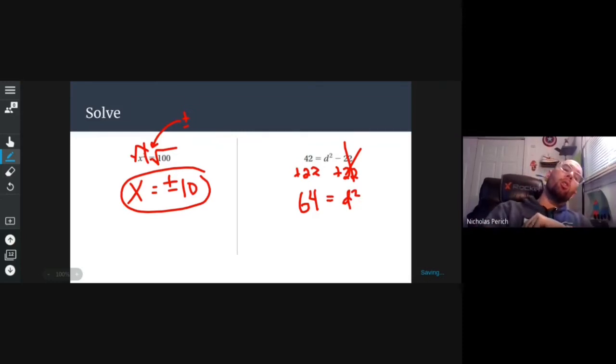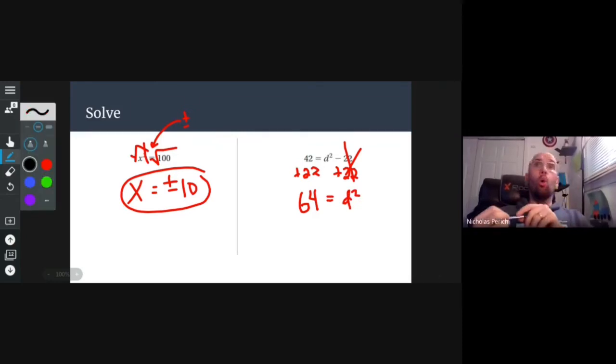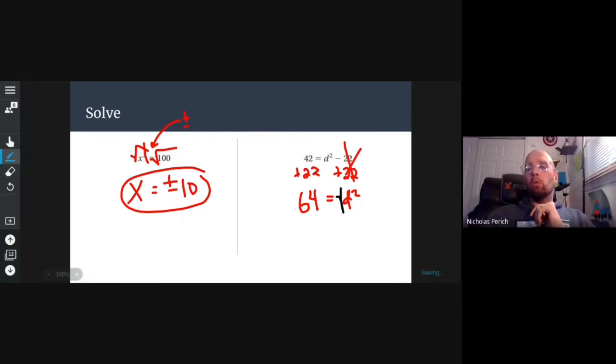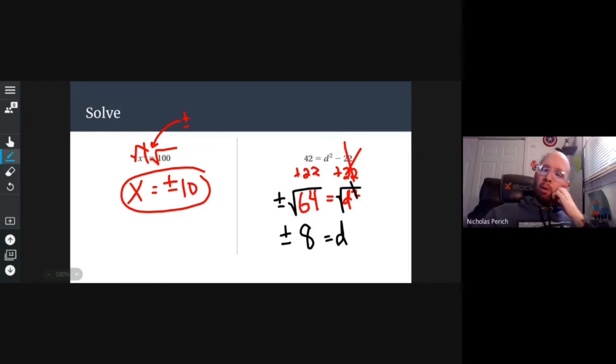Is D all alone by itself now? No. What's in the way? Squared. How do I undo a square? Square root it. So remember, when you use the square root to solve an equation, you have to attach a positive or negative symbol. So my answer is not 8. My answer is positive or negative 8. And I'm going to flip it around because I don't like my variable on the right side. D equals positive or negative 8.